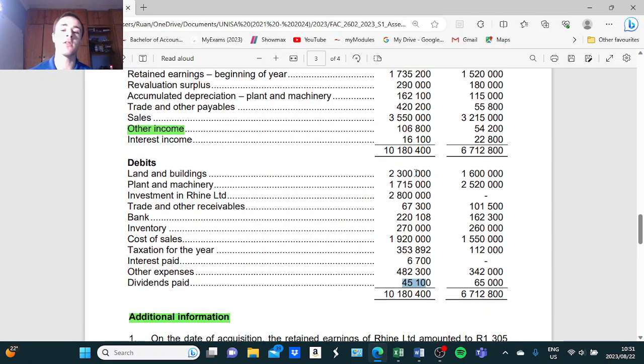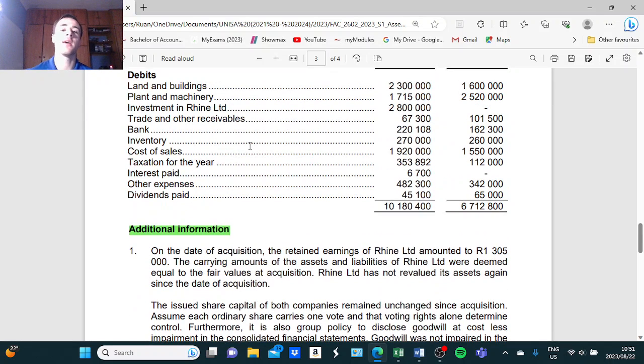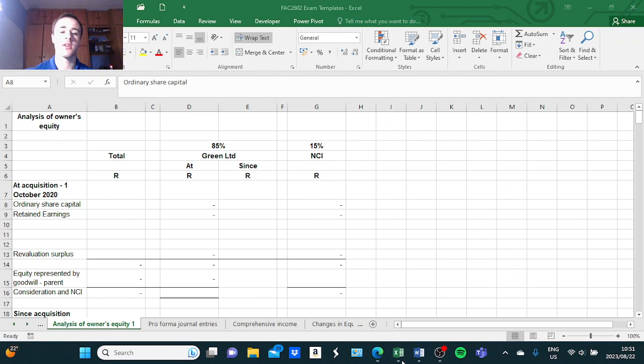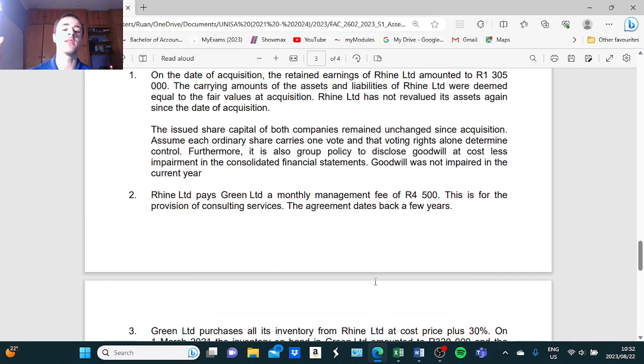So, in conclusion, we can say that the 106,800 also includes the management fees that were paid by Ryan Limited. Likewise, Ryan Limited would have recorded the management fees paid as part of other expenses. So to eliminate the intergroup management fees, it's very important that you take note of the fact that the agreement dates back a few years, which means that the monthly management fee of 4,500 was paid for the full year. So in other words, for 12 months.